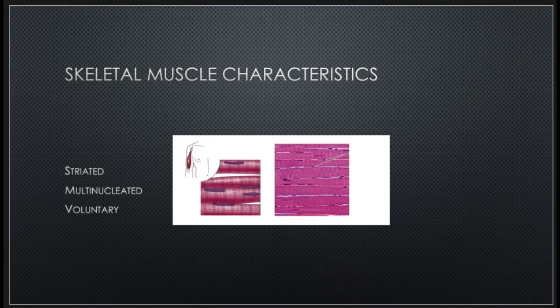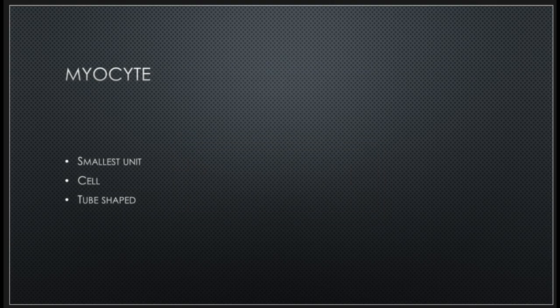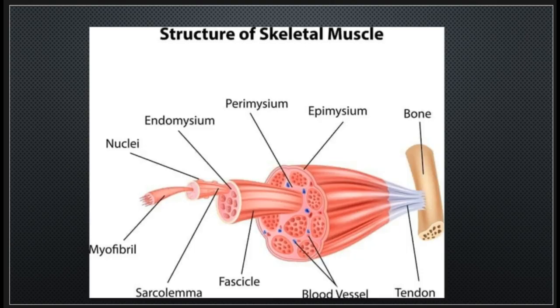So let's look at the most basic portion of skeletal muscle, the skeletal muscle cell. The smallest unit is called a myocyte. It is a cell and it's tube-shaped. And this is the most basic piece of our muscular system, the skeletal muscle in particular, and has that striated appearance as well as being multinucleated. And what we're going to do is start with a small section and move up to more and more complex structures. So we're going to move on from the myocyte.